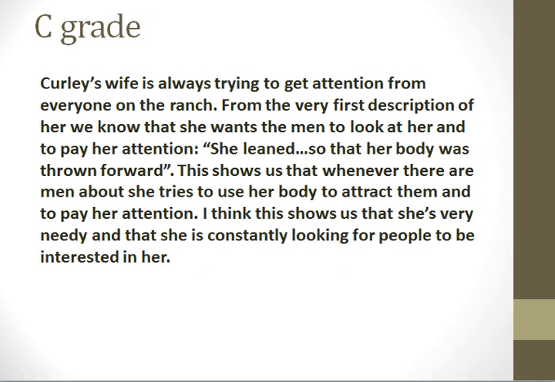Now look here at the difference with this C grade response. Same opening point. Curly's wife's always trying to get attention from everyone on the ranch. From the very first description of her, we know that she wants the men to look at her. And there we have it, the key, the evidence. She leaned so that her body was thrown forward. This shows us that whenever there are men about, she tries to attract men, get them to pay her attention. I think this shows us she's needy. She's constantly looking for people to be interested in her.